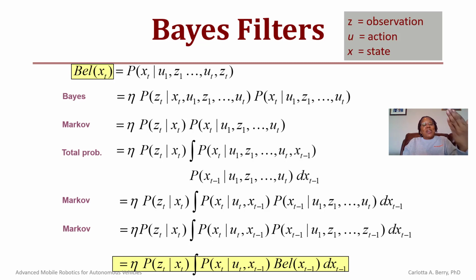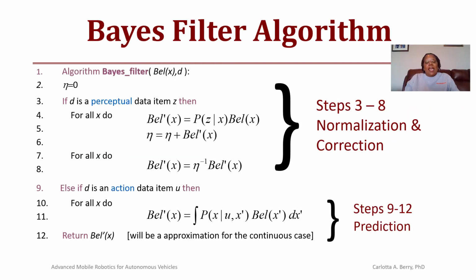And this was all to get us to the belief of xt by making several assumptions using Bayes filters and Markov independence assumptions. And then what you could do in a computer is now we can do recursion, because everything's now only based upon previous times.